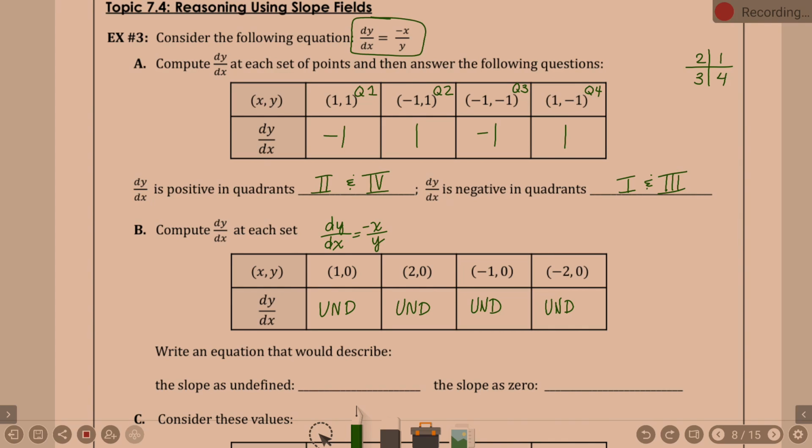Write an equation that would describe the slope as undefined and then the slope as 0. If it was x over y, it was undefined. If it was y over x, it'd be 0. Yeah. Okay? Except this isn't asking for a differential equation. It's asking for a regular equation, no dy/dx in there, just an equation. Like y equals x, or x equals y.